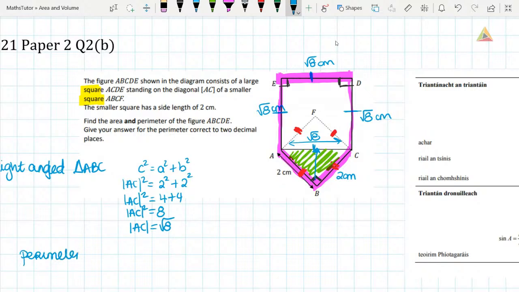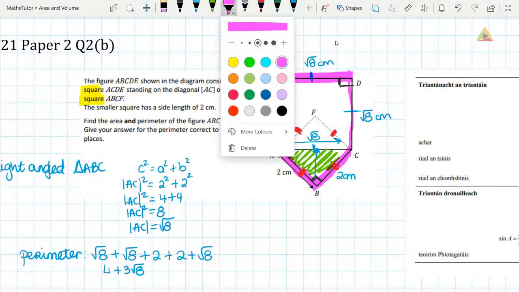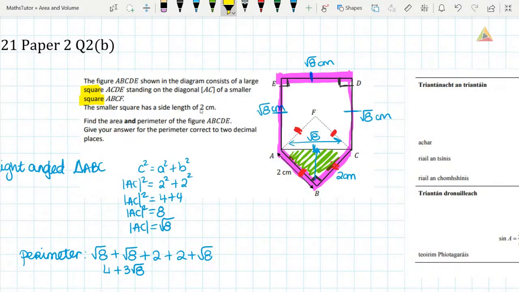So the perimeter here is going to be, so we said along the top was root 8, then from D to C was root 8, then from C to B was 2, from B to A was 2, and from A to E is root 8, and we stop. So now we're just going to add those together. So I say that's 4 plus 3 root 8. That's my answer.